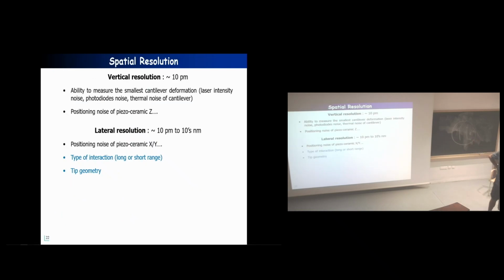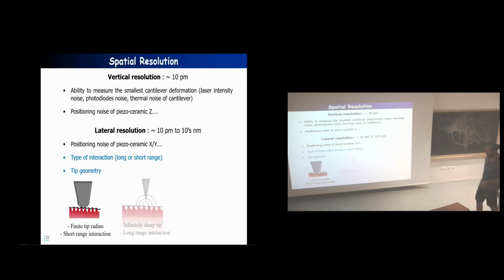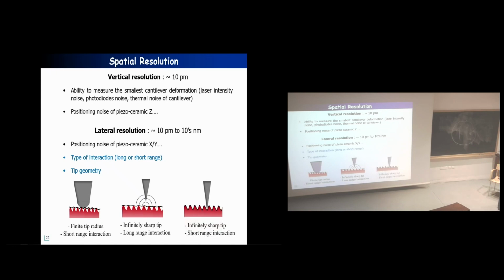Let's talk about spatial resolution, which is very important. The vertical resolution is always very good. It is related to your ability to measure the smallest cantilever deformation. The lateral resolution is a little bit more complicated because it's going to depend on the two things I told you before, the tip geometry and the type of interaction. If you have too large a radius and short-range interaction, bad resolution. Infinitely sharp tip, long-range interaction, bad resolution. And of course, you would like to have an infinitely sharp tip and short-range interaction.